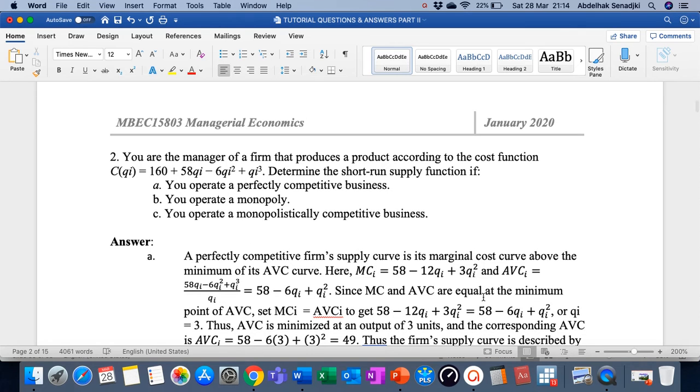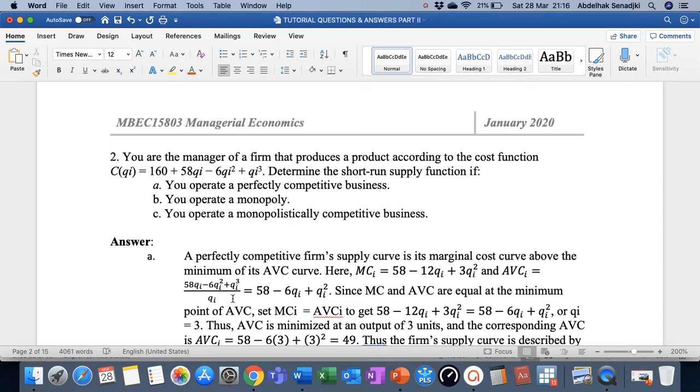And what is the average variable cost? This 160 is the fixed cost, no? Because cost equals fixed cost plus variable cost. So the variable cost is 58 Qi minus 6 Qi square plus Qi power 3. The average variable cost is the variable cost divided by Qi. Therefore, the average variable cost equals 58 Qi minus 6 Qi square plus Qi power 3 divided by Qi.